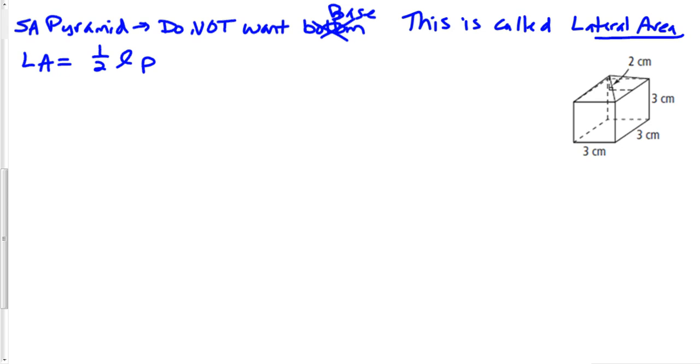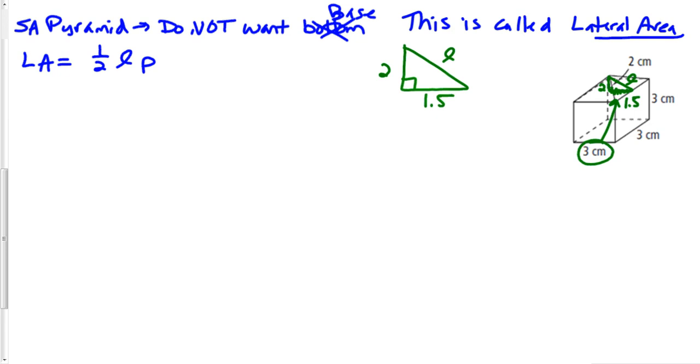I'm going to draw my triangle in my picture, although it's going to be difficult to see. I know that this is 2. I know this is my slant height. And this little guy right here should be half of 3, so that should be 1.5. I'm going to draw that out though. So I have L, I have a 2, and I have a 1.5.